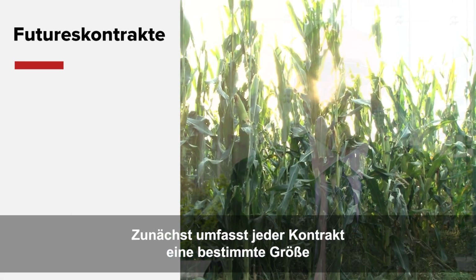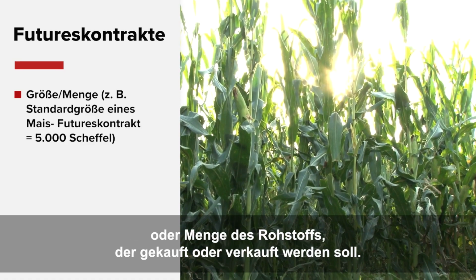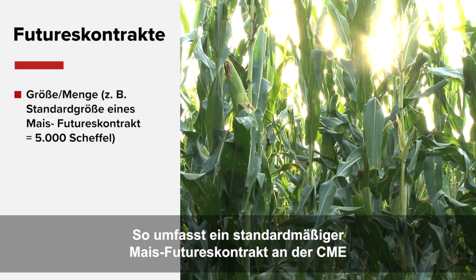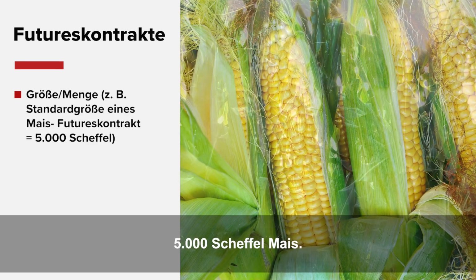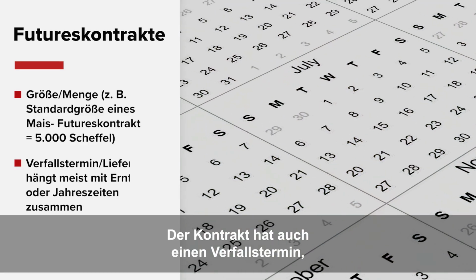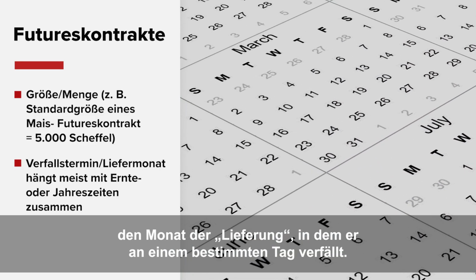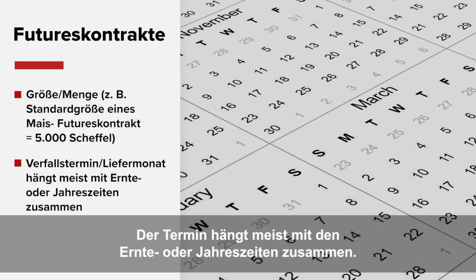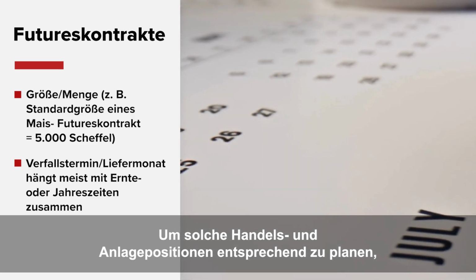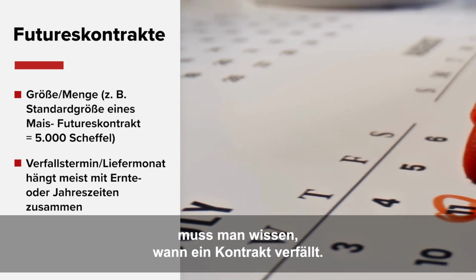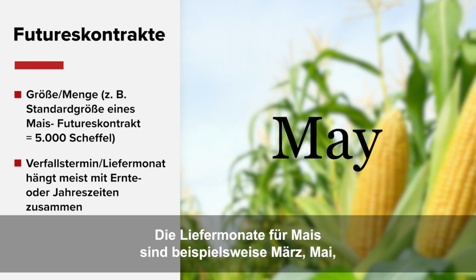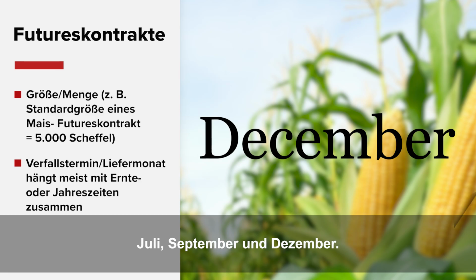First, each contract has a specific size or quantity of the commodity being bought or sold. For example, a standard corn futures contract on the CME represents 5,000 bushels of corn. The contract also has an expiration or delivery month where it expires on a specific date. Typically, it's aligned with harvest or seasonal patterns. To plan positions accordingly, it's important that traders and investors know when a contract expires. For corn, for instance, delivery months are March, May, July, September, and December.